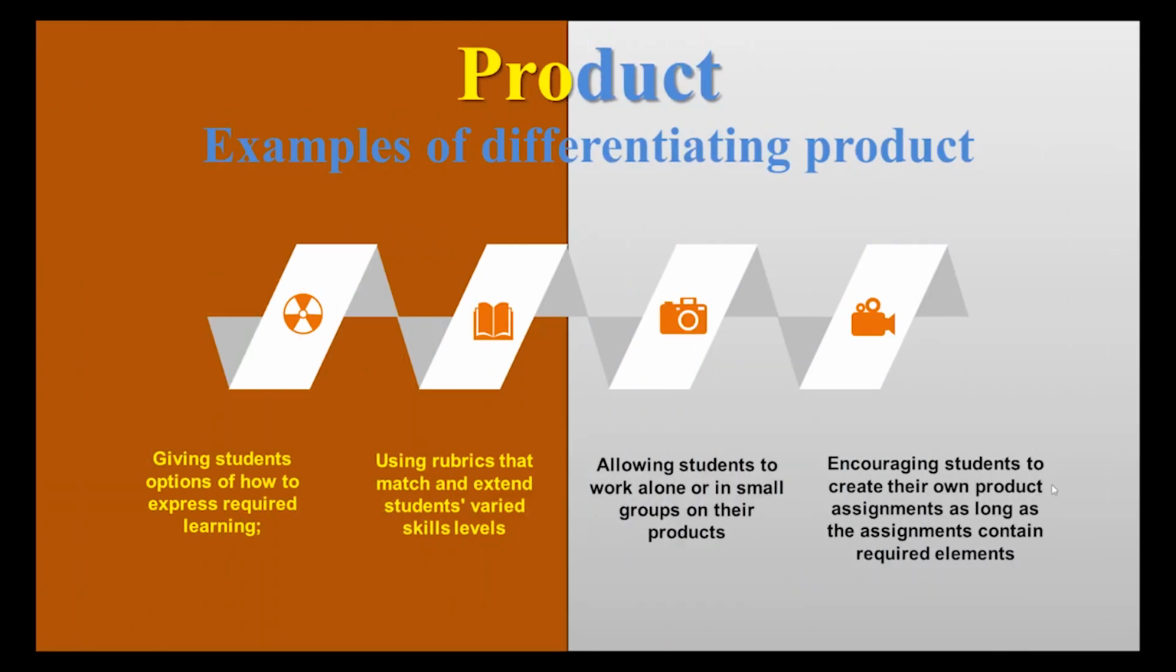With the third element, product. We have many examples of differentiating products, like giving students options of how to express required learning. Also using rubrics that match and extend students' varied skill levels. Also allowing students to work alone or in small groups on their products. The last one, encouraging students to create their own products or assignments, as long as the assignments contain required elements.